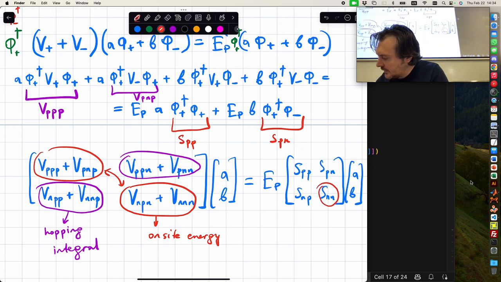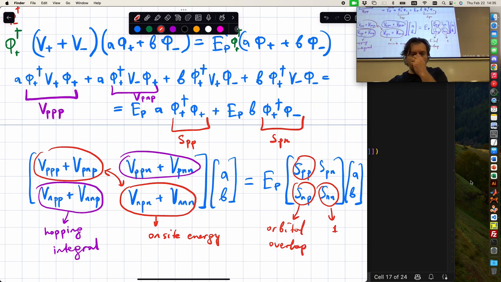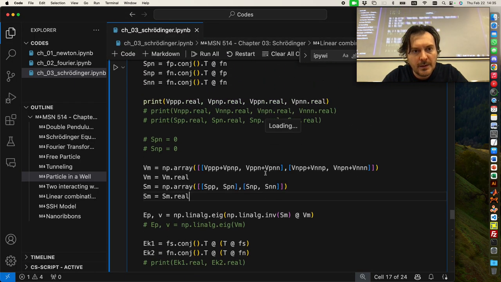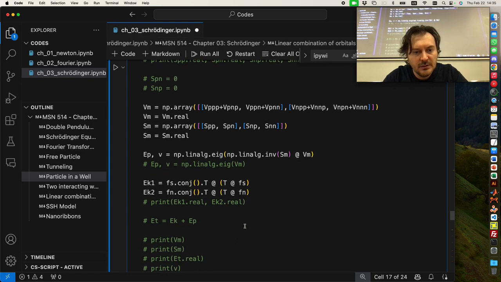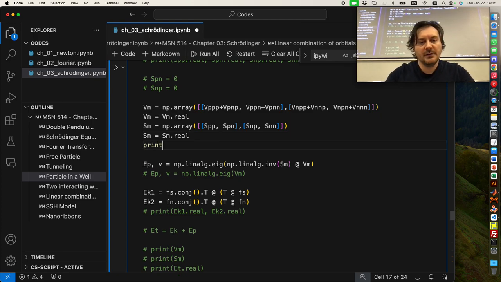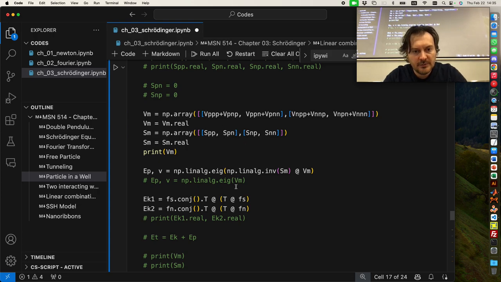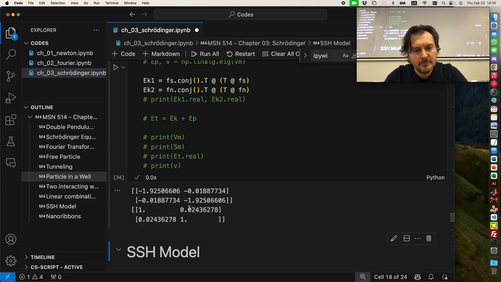As I mentioned earlier, these ones are just one, and these ones are orbital overlap. And indeed, if you go and look at the matrix that we create, you will see them. Instead of printing everything, let me just print this matrix, print VM. Do you see? This is the on-site energy, and this is the hopping integral. What else? And if you plot also SM, let me also plot SM. There's one, one, and some orbital overlap, okay?